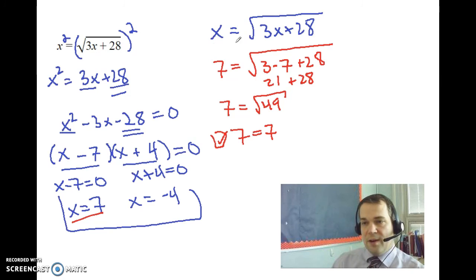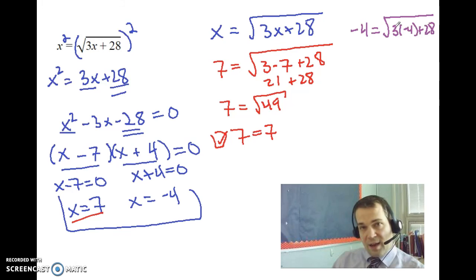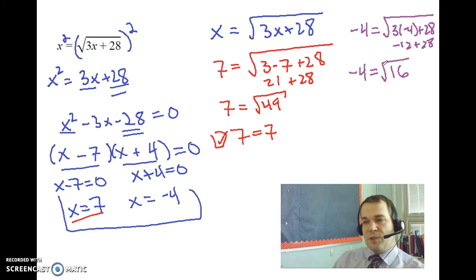If x is negative 4, then this equation becomes negative 4 equals the square root of 3 times negative 4 plus 28. Looking inside of this grouping symbol, 3 times negative 4 makes negative 12. Negative 12 plus 28 makes positive 16. So we get negative 4 equals the square root of 16. The square root of 16 is positive 4. So I end with the statement 4 equals negative 4, which is not true. They're not equal. They're opposites. So this is actually not an answer.